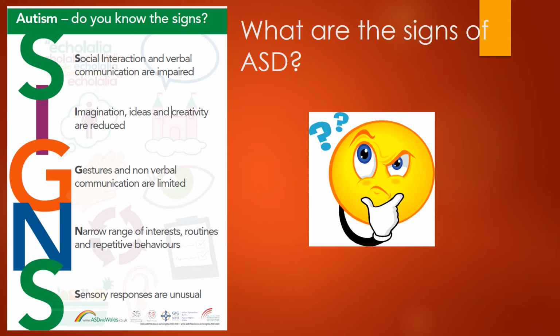Similarly, they may struggle to read other people's non-verbal communication. N is for narrow range of interests, routines, and repetitive behaviours. Some examples of these things include having special interests that consume a large amount of their focus and becoming distressed when routines are disrupted or changed without warning. And S is for unusual sensory responses, which means that someone with ASD might react to sensory information from the environment slightly differently to others.